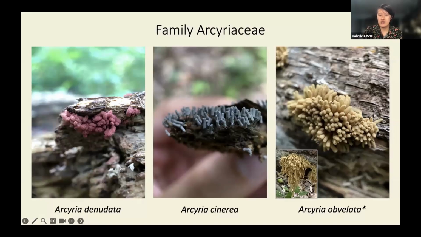Arcyria obvelata has actually undergone a taxon change and moved to a resurrected genus called Heterotrichia. A paper that came out just in the last year used morphological and genetic data to determine that Arcyria is polyphyletic, and most of the yellow-spored Arcyria were moved to Heterotrichia.